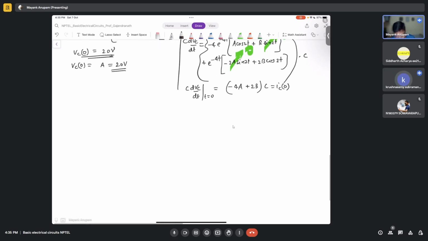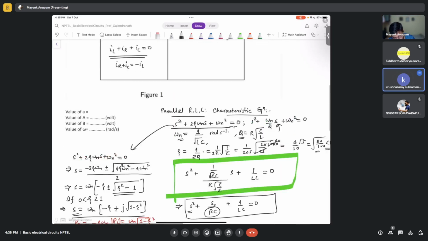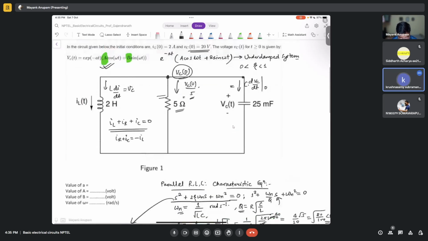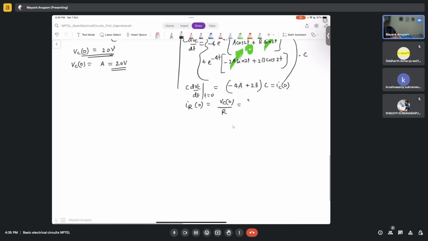And what is IR of 0? Simply VC of 0 divided by R, right? VC of 0 is 20, divided by R. So it is 20 by 5, which is 4 amperes. Correct?